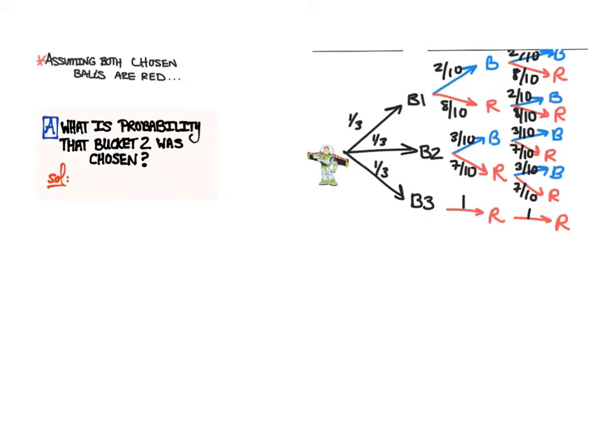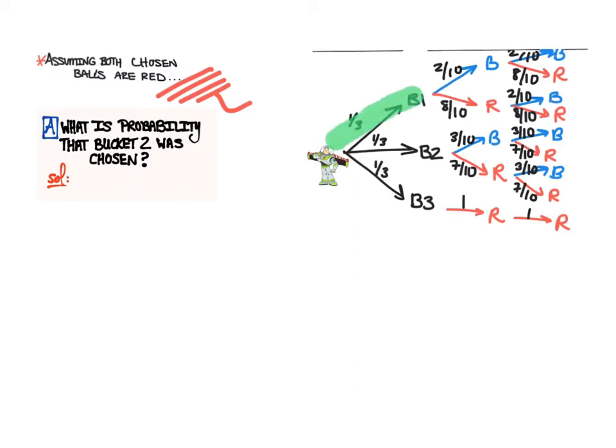Alright, now, in order to answer the question that's set forth, we have to remind ourselves that the problem tells us what the outcome of the experiment is. So they already say, well, Buzz is going to observe 2 red balls. So let's highlight all of the branches that encompass this situation.